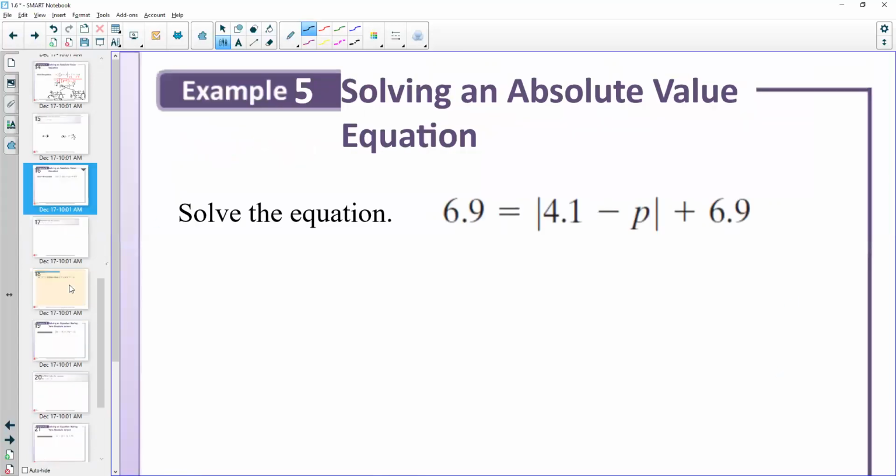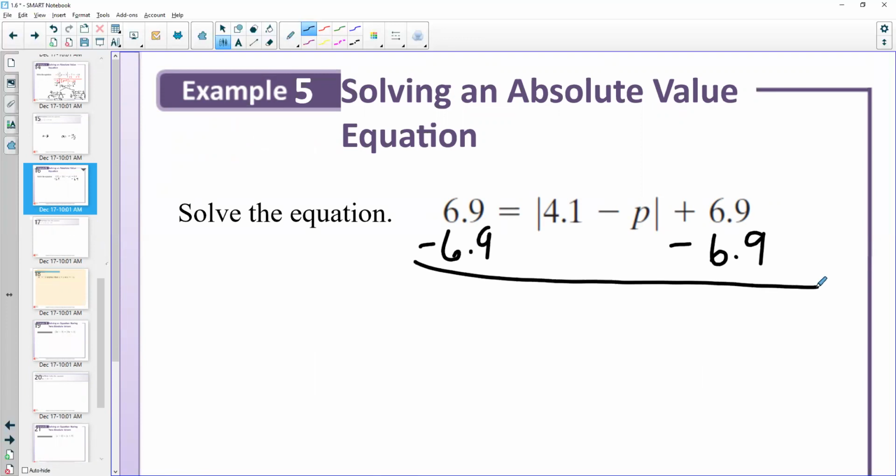Let's try a different case. This is exactly the same thing, it just has decimals. No one is going to die from this. So I'm going to make it in standard form, minus 6.9 to both sides. I'm going to get 0 equals the absolute value of 4.1 minus p.